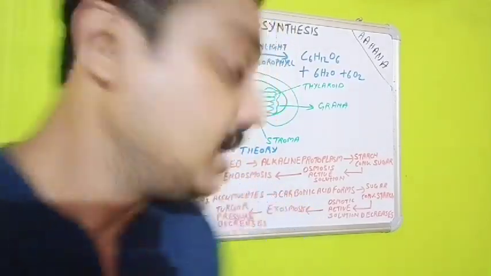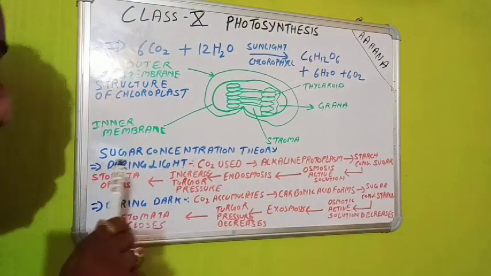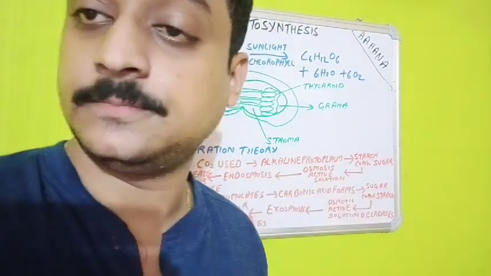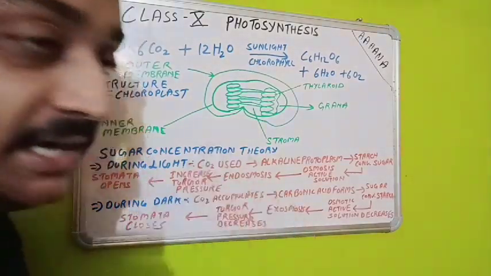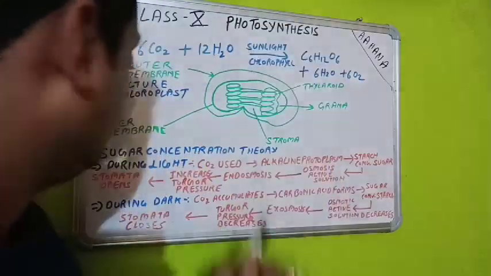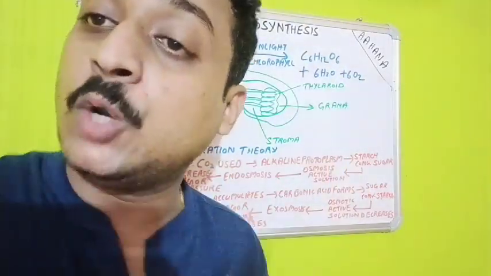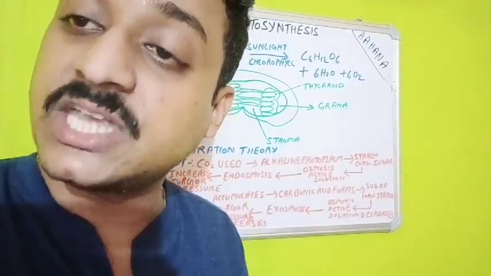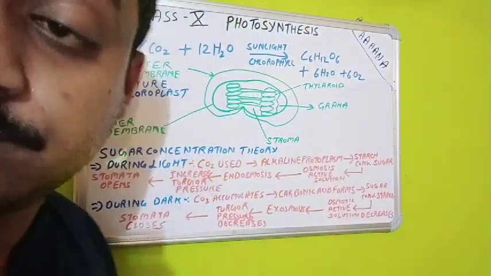So I hope you can understand this, the sugar concentration theory during light. During dark, what happens? During dark, just opposite thing. See what happens. The CO2 accumulates. Means यहाँ पे तो CO2 यूज हुआ, लाइट के समय CO2 यूज हुआ, डार्क के समय CO2 accumulate हुआ, मतलब जमा हो गया. The CO2 accumulates during the dark, means at the night time. The CO2 accumulates. कार्बनिक एसिड फॉर्म्स.